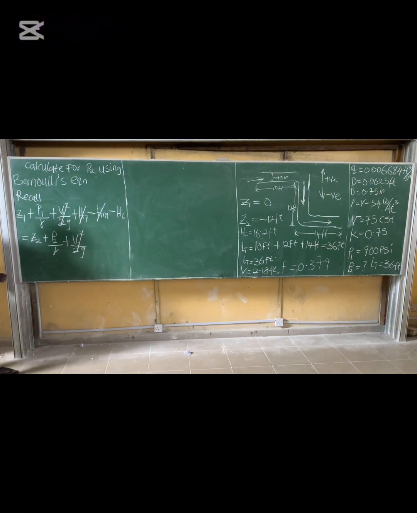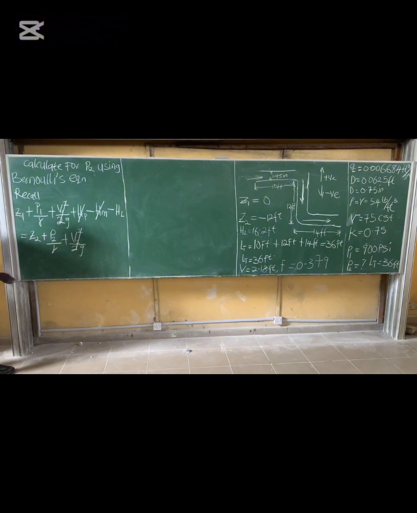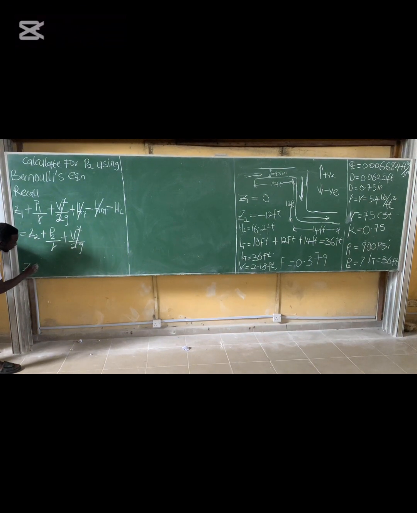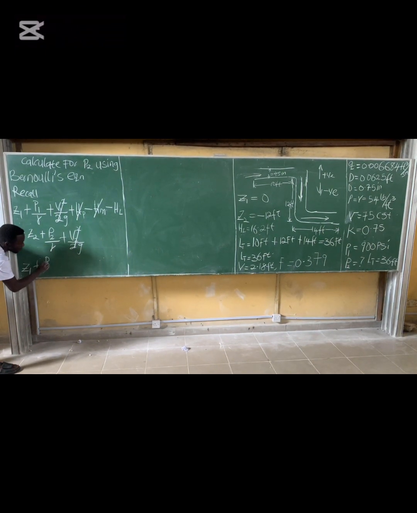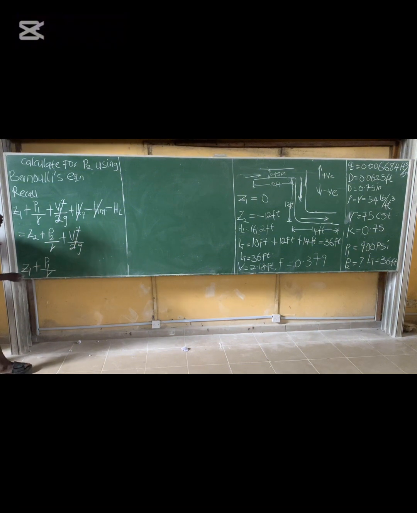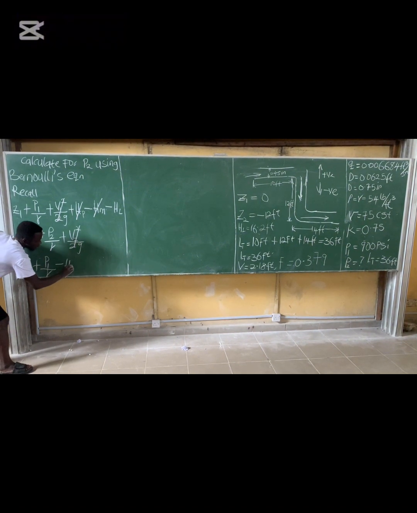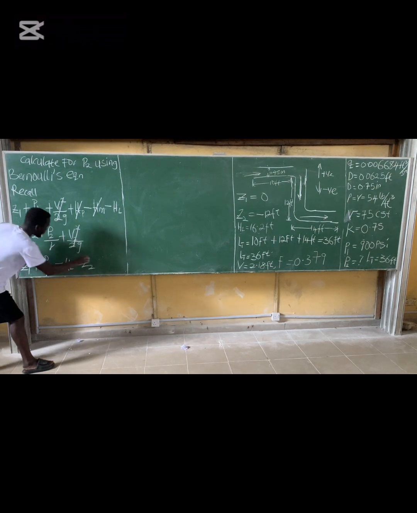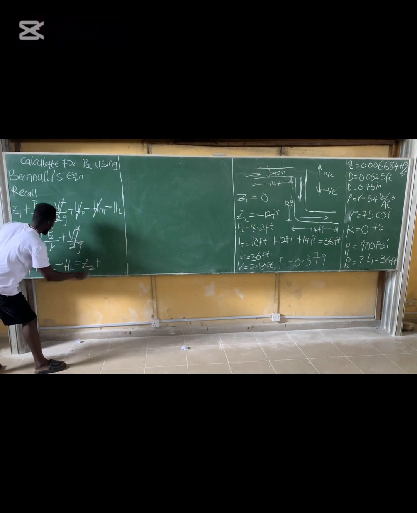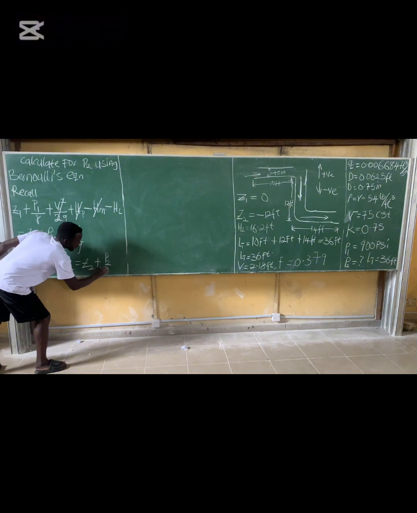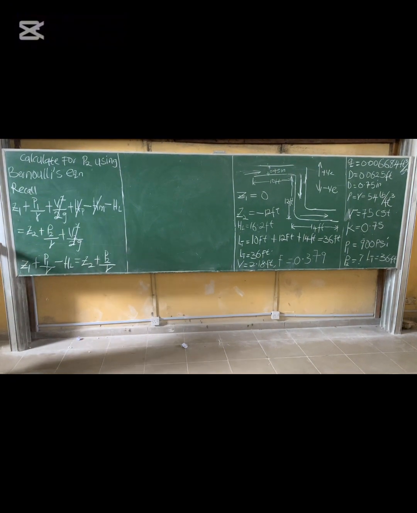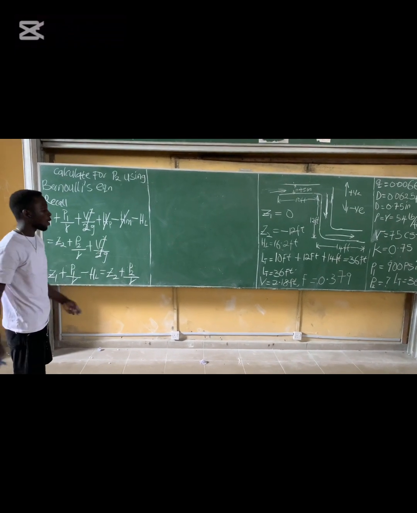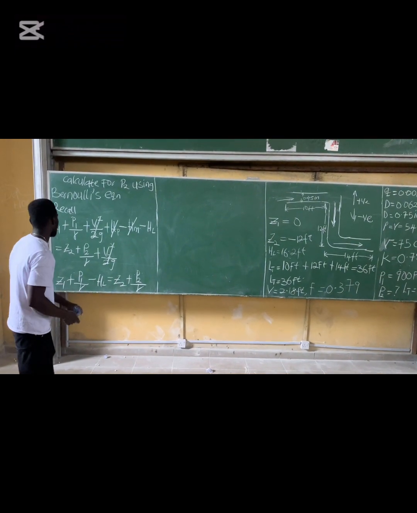So therefore, our Bernoulli's equation can be written as Z1 plus P1 divided by specific weight minus head loss is equal to Z2 plus P2 divided by specific weight. Now this becomes the Bernoulli's equation that we will use to find what? P2.